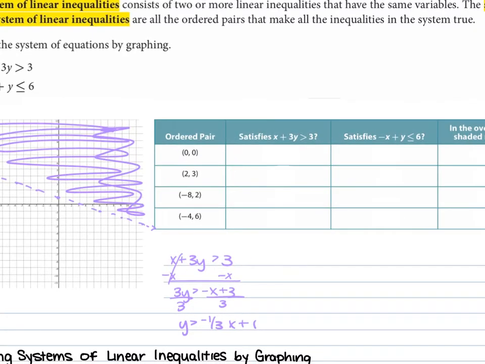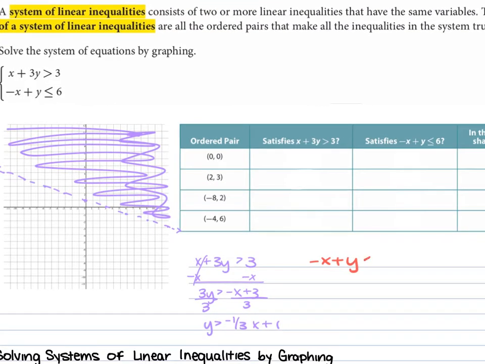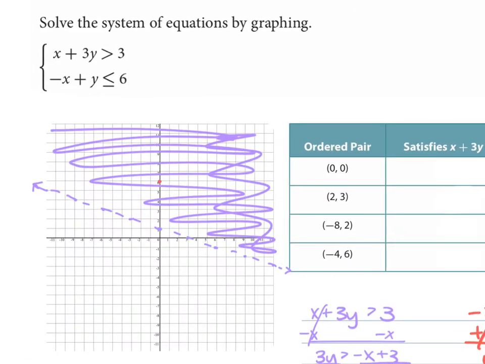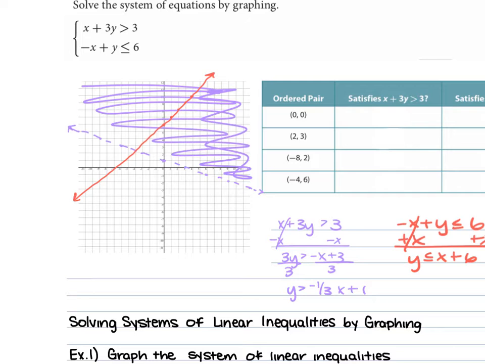From here, we are going to take the negative x plus y is less than or equal to 6. We're going to move that x over and get y is less than or equal to x plus 6. So this is going to be a y-intercept of 6. We're just going to go up 1 to the right 1. And we draw our line through those points. And then we are going to shade below this line.